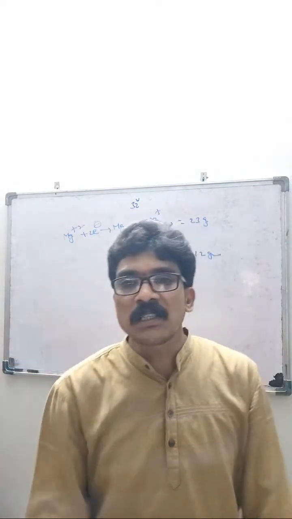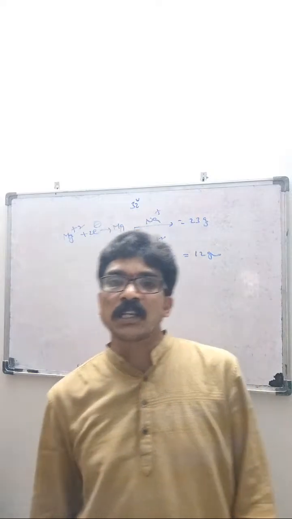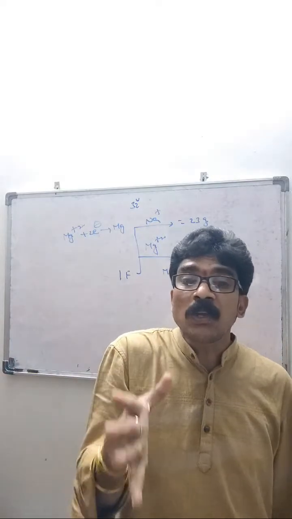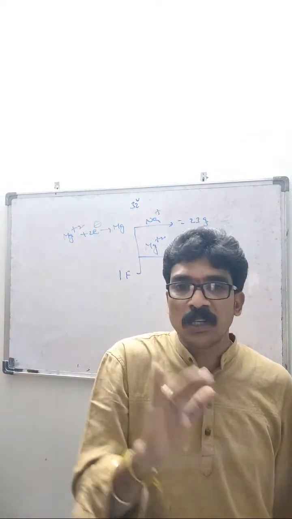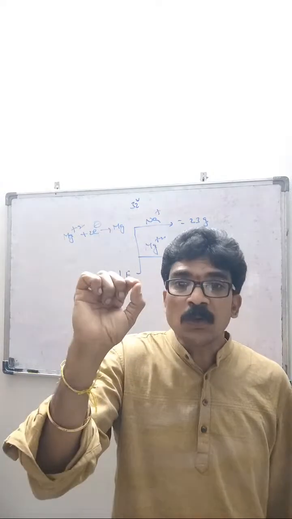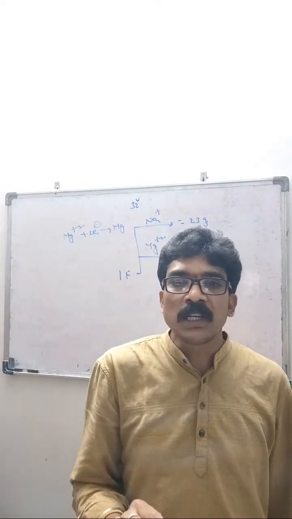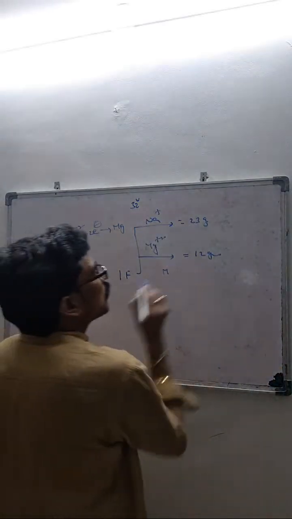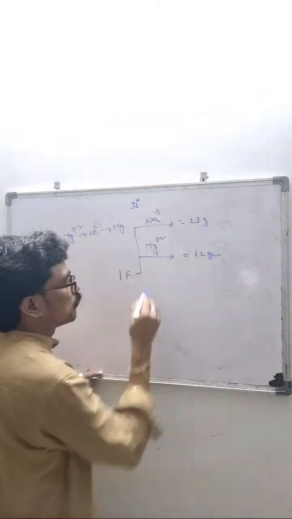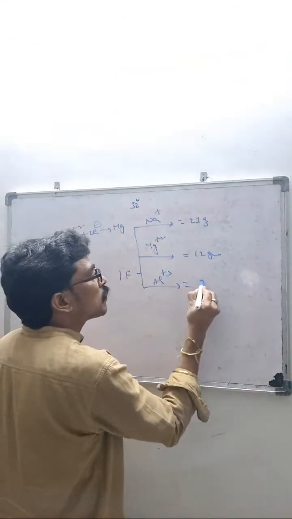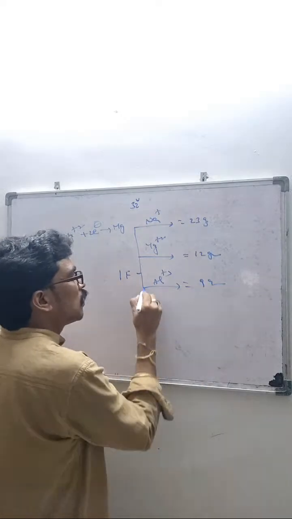When 1 Faraday of electricity is passed through any substance, the deposited weight at the respective electrode, meaning the cathode or anode, as I have already explained, is equal to its equivalent weight. So for Mg2+, the equivalent weight is 24 by 2, which is 12 grams. For Al3+, the equivalent weight is 27 by 3, which is 9 grams.